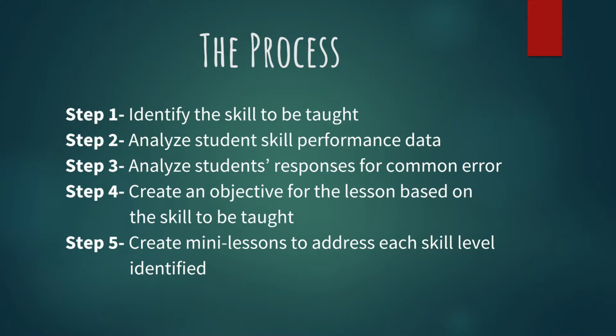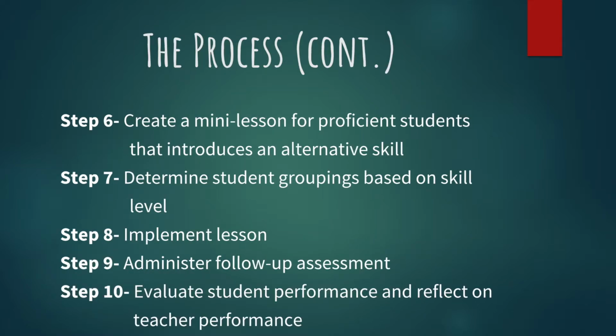5, create mini lessons to address each skill level identified. Step 6, and this is a twist, create a mini lesson for proficient students that introduces an alternative skill. The benefit for this is twofold. 1, students who have mastered the skill you're covering remain engaged, and 2, it sets the stage for the next differentiation because you're gathering the data points while correctively instructing the other students who have not shown proficiency with this skill level. 7, you determine the groupings.